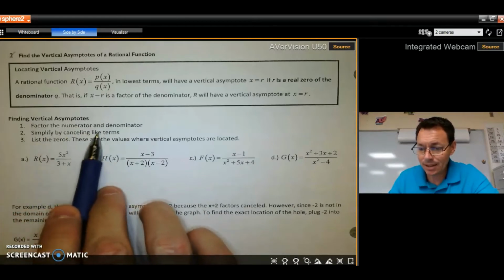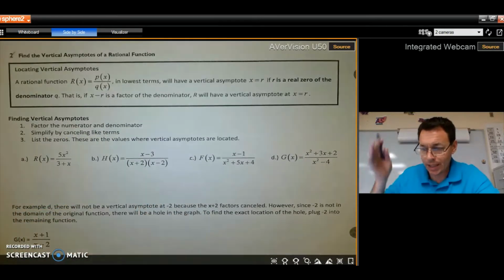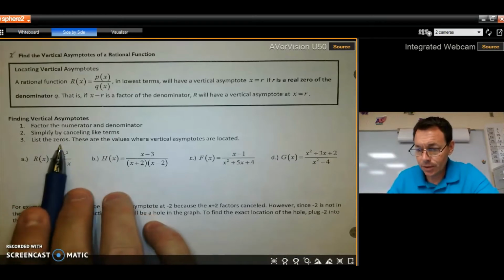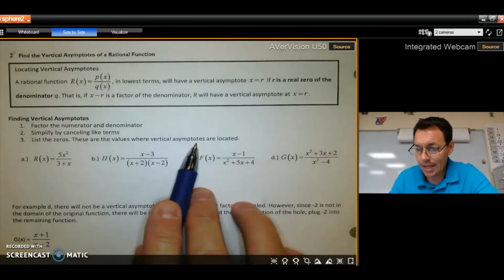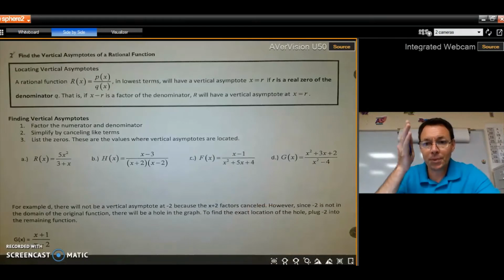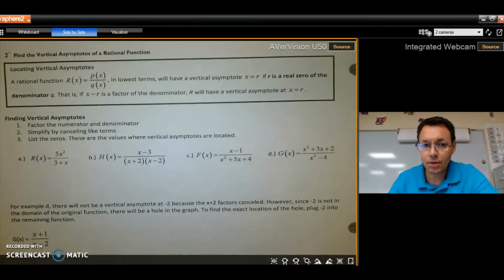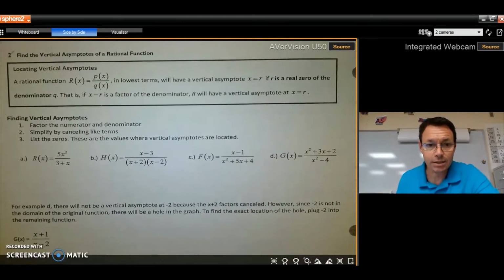Simplify by canceling like terms. So if there's any common terms, we're going to cancel them, and then list the zeros. These are the values where vertical asymptotes are located. If a term cancels, that's not going to be a vertical asymptote, and we're going to talk about what that is here in a second.